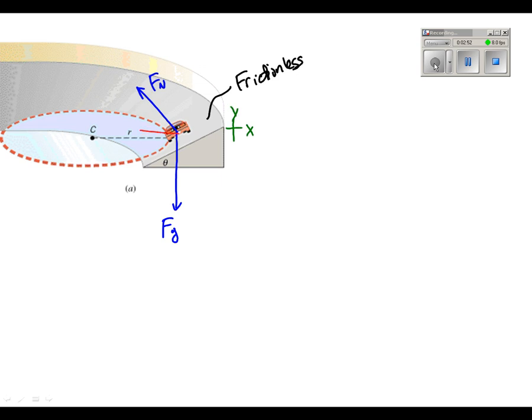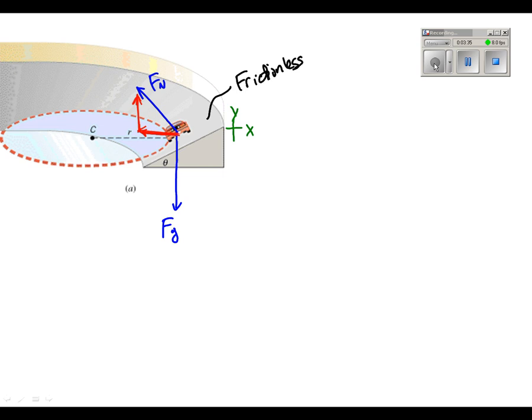So we're going to go ahead and break the normal force up into its xy components, because that normal force is doing two things. This horizontal component, the x component of the normal force, is the centripetal force. The y component of the normal force is what pulls the car up. It's equal and opposite to gravity. So the y component of the normal force is equal and opposite to gravity, and the x component of the normal force is the centripetal force causing us to move in a circle.